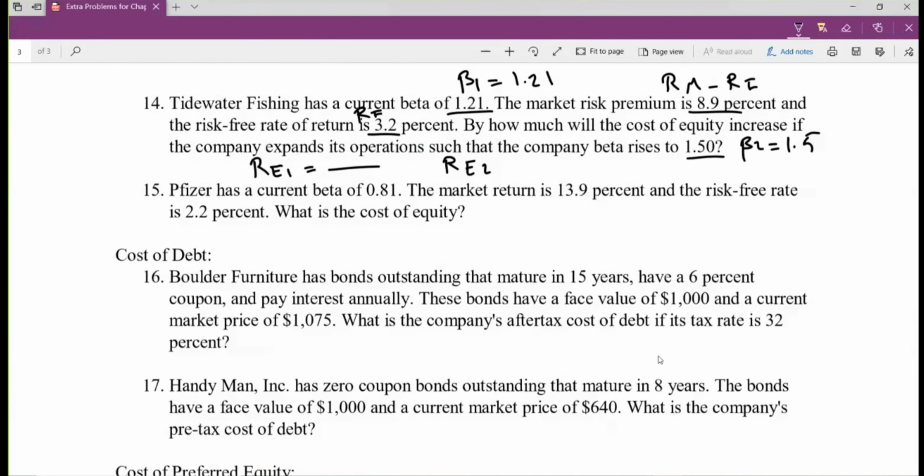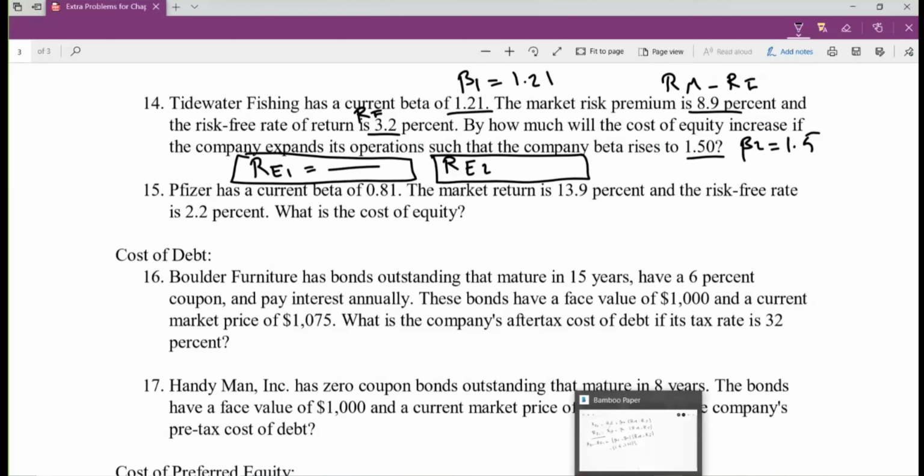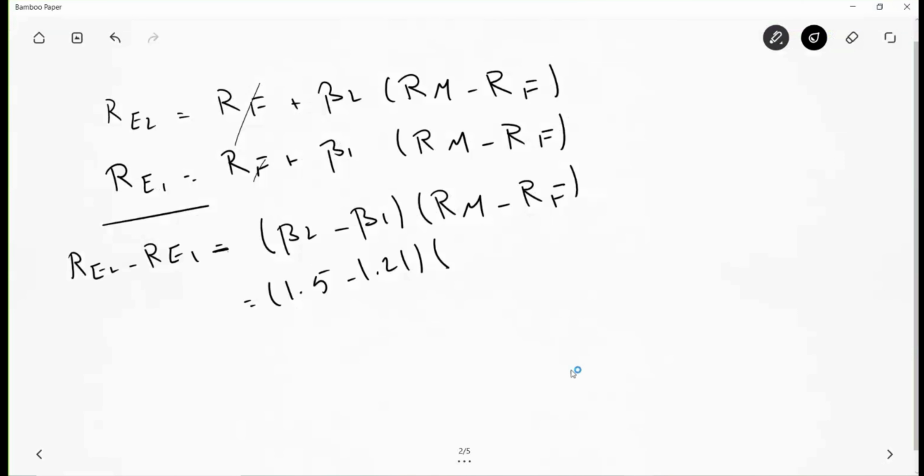Because if I want to compute the value each time, I will need the risk-free rate using that approach by subtracting directly the values. And because here I have the market risk premium, which is 8.9%, I do not need to include RF. So even if I don't have the risk-free rate, I can still compute the increase in the cost of equity. And here the answer is 2.58%.